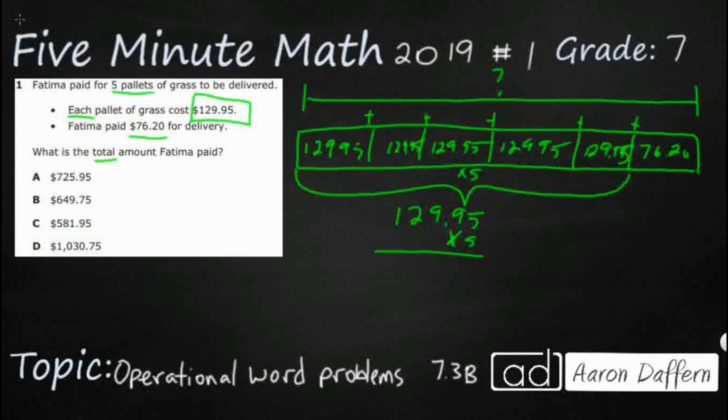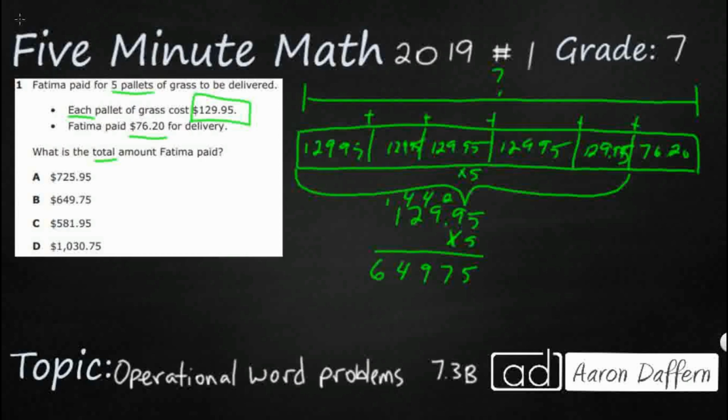So 5 and 5 is 25. 9 and 5 is 45. Add the 2, that's 47. 9 and 5 is 45. Add the 4. We got 49. 5 and 2 is 10. Add the 4. It's 14. 5 and 1 is 5. Add the 1 is 6.